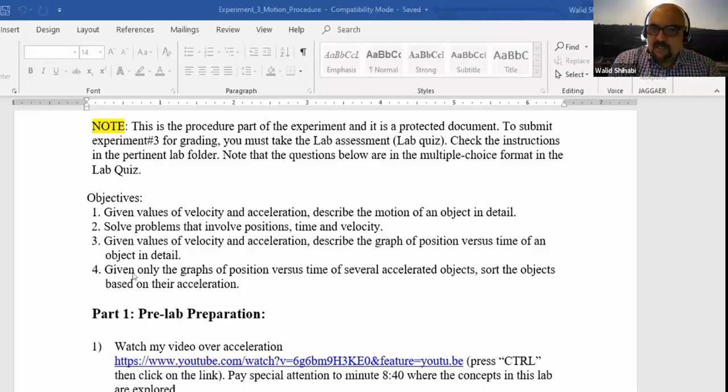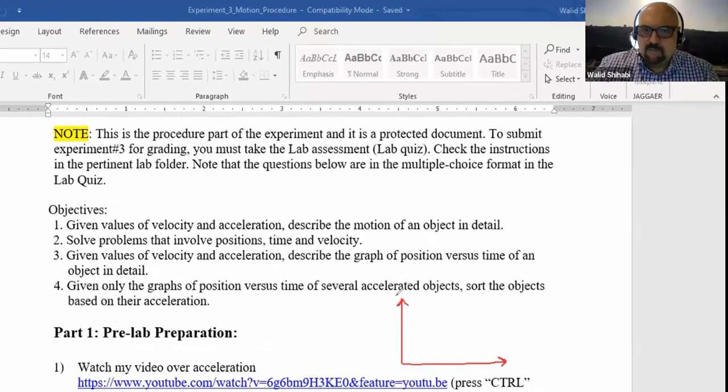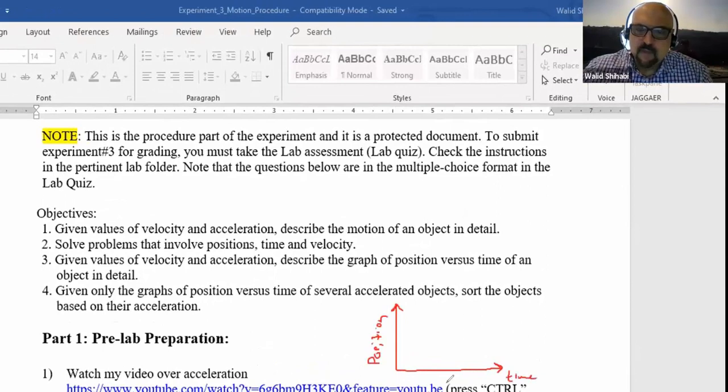And in addition to that, also giving only the graph of position versus time of several accelerated objects, sort which one has the biggest acceleration. Let me give you an example here. If, for example, and this is the last question actually in the lab. Let's say I gave you here a graph of position versus time, and you had three parabolas, 3 curves concave up in the same graph paper here. So this is the first one. This is number 1.